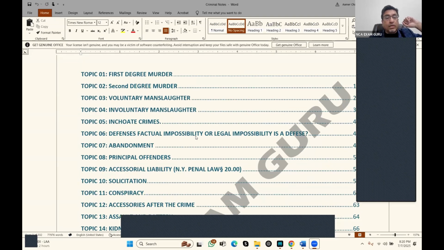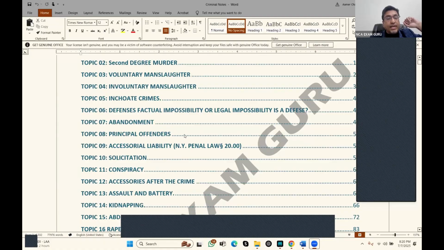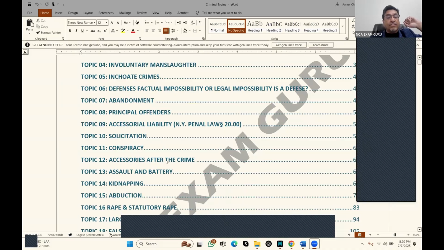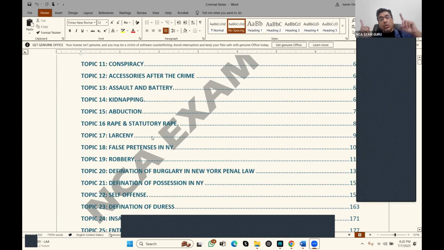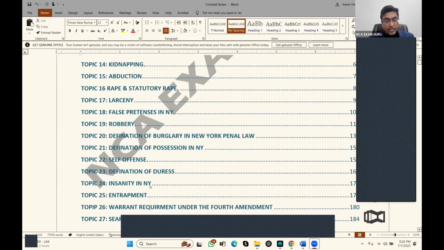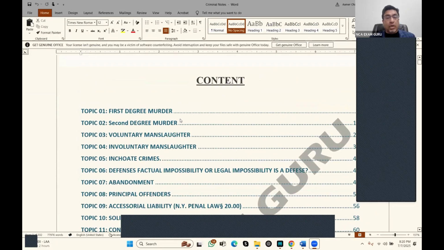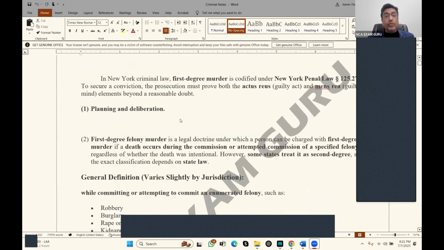Questions can also come from principal offender, accessory liability, aiding and abetting, counseling, conspiracy, accessory after the crime, assault, battery, kidnapping, abduction. You will be tested on these in the exam, 100% you will be tested. Rape, statutory rape, larceny. There is no larceny in Canada; the name is different. Then robbery, self-defense, definition of duress, insanity defense. We're going to start from first degree murder. Today I'm going to teach first degree murder. You will enjoy it a lot.